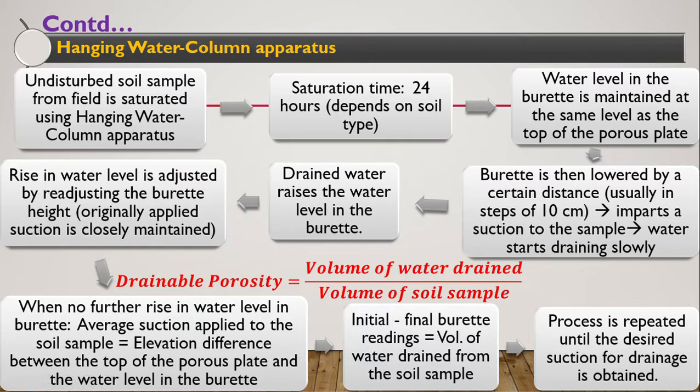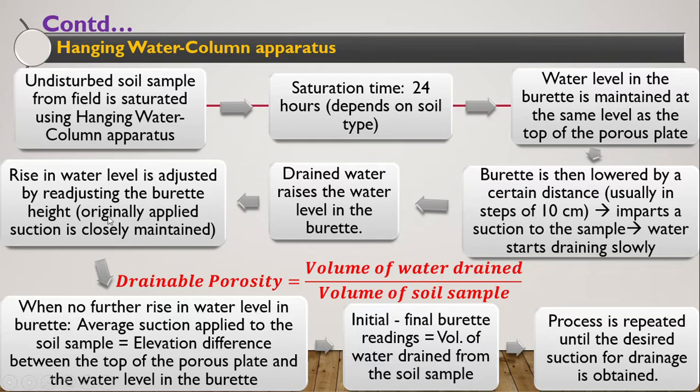After that we will give the apparatus some time for removing the water. Again we will lower by 10 centimeter. Like that we will lower the burette, and this lowering of the burette will impart a suction to the sample, which causes the water to drain slowly. The drained water raises the water level in the burette. Of course, when water is drained from the saturated soil sample, it will give a rise of water in the burette. The rise in water level is adjusted by readjusting the burette height.